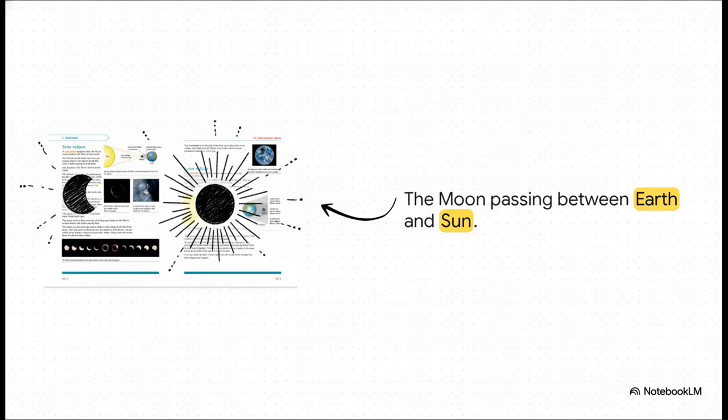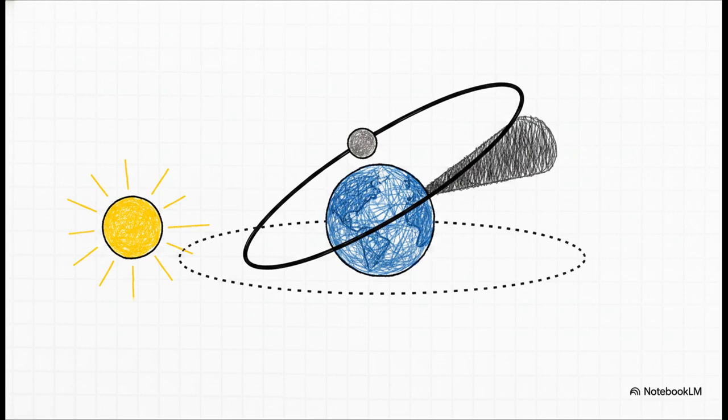Now, a very common question comes up right about here. If the moon takes roughly 27 days to orbit the Earth, why don't we have a solar eclipse every single month? Good question, right? Well, the absolutely crucial point here is that the moon's orbit around the Earth isn't perfectly flat. It's actually tilted slightly.